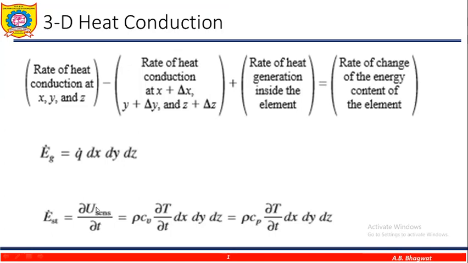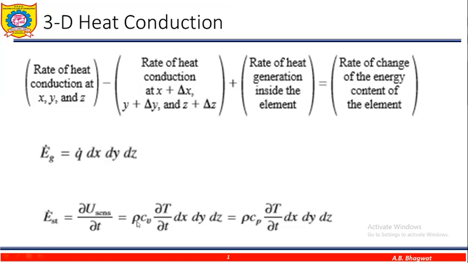So rate of change of energy with respect to time is equal to rho Cv del T by del t into, for that volume, dx into dy into dz. It is nothing but mCp delta T divided by del small t. mCp delta T means what? Mass is equal to rho into V. What is the volume of that element? It is dx into dy into dz.